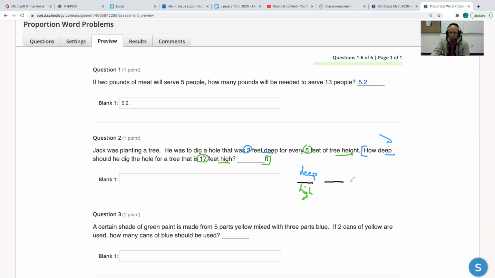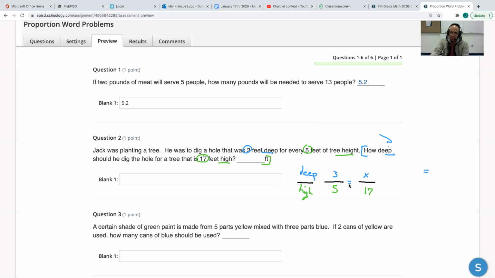Very good. So what ratio of depth to height is given to me? We have 3 feet deep versus 5 feet high. And we're also given 17 feet high, and I decided to put high in the denominator, so that's where I'm going to put 17 feet high. And we are wondering how deep it is if it's going to be 17 feet high. All right, now that we have our ratio lined up, let's go ahead and build an equation with this.